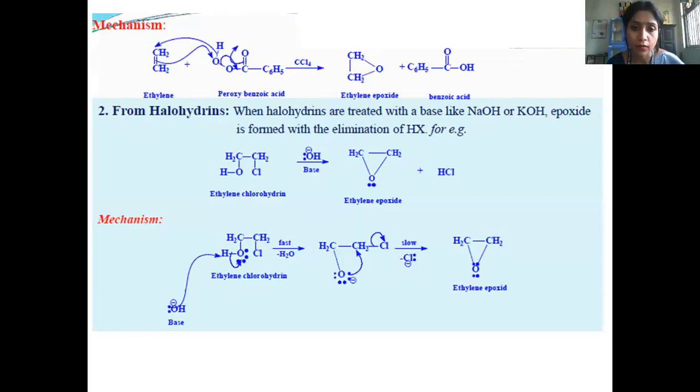Next is from halohydrin. So halohydrin means a halogen atom and a hydroxyl group. So when there are 2 functional groups, one is a halogen atom like a Cl group, and the other is a hydroxyl group.